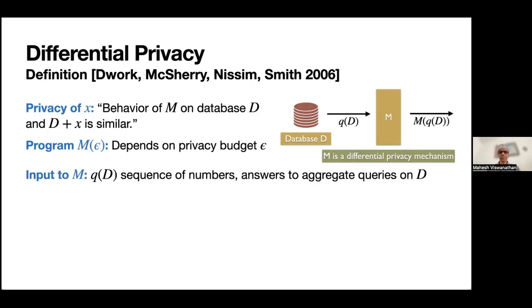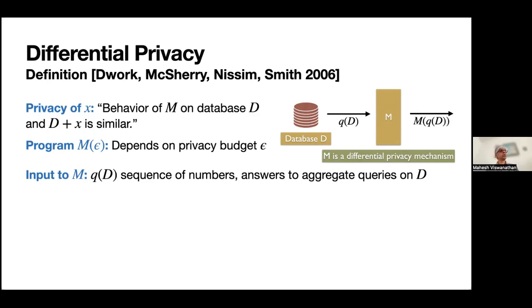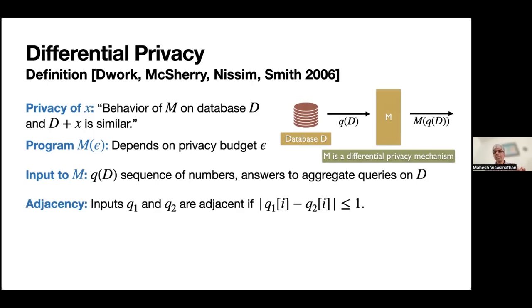So the input to this algorithm is a sequence of numbers, or answers to aggregate queries. If I think about the fact that I want the response of the differential privacy algorithm to be similar on two databases, one which contains the information of an individual and one which doesn't, and the inputs to this algorithm are aggregate queries, then I can think about the inputs on which my algorithm is obligated to respond similarly as those where the numbers that I'm getting as input are close.